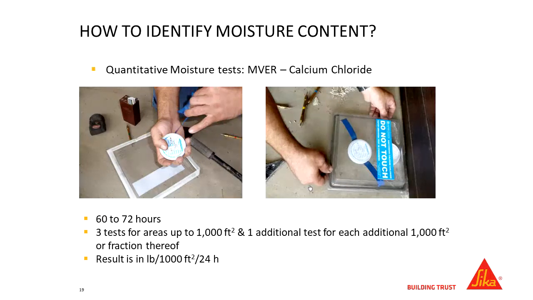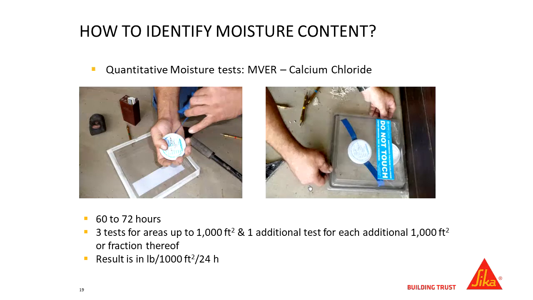When you get into the quantitative test, this is the more scientific, data-driven type of testing. The first one is the calcium chloride. This used to be the industry standard years ago. Certainly when I was in commercial flooring, this was the industry standard. I started right out of college with a commercial flooring company, so I was the gopher running out and placing a lot of these tests all over the place.